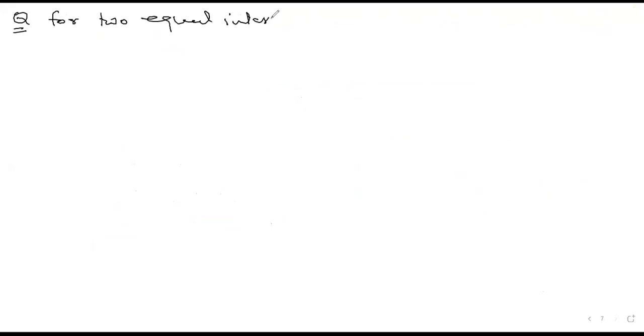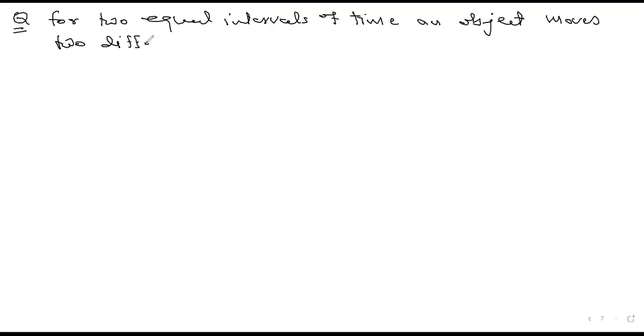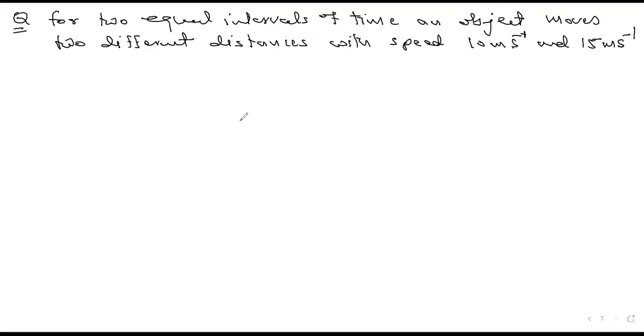For two equal intervals of time, an object moves two different distances with speeds 10 meter per second and 15 meter per second. Find out the average speed.